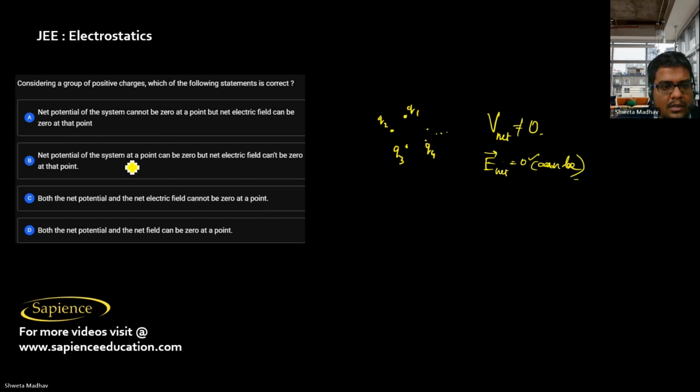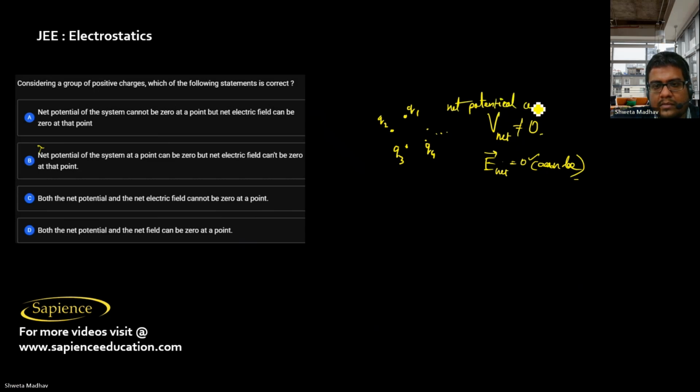Net potential of the system at a point can be zero, but net electric field can't be zero at that point, which is wrong. Both the net potential and the net electric field cannot be zero at a point. So the net field can be zero at a point, but the net potential can't be zero.